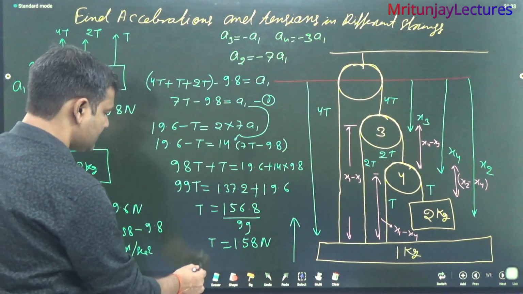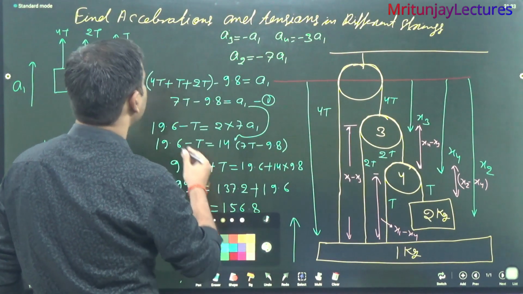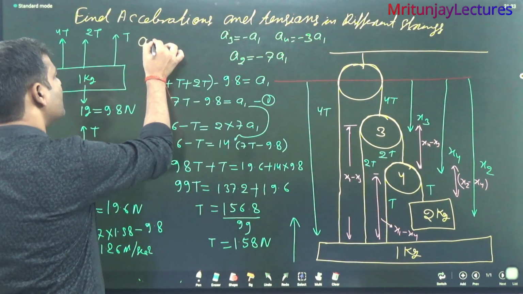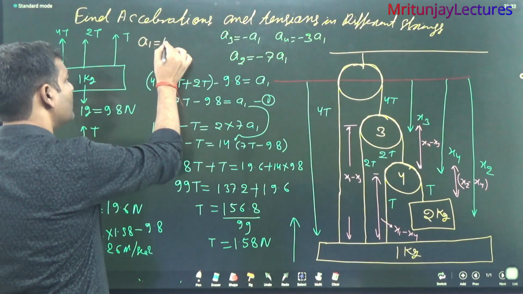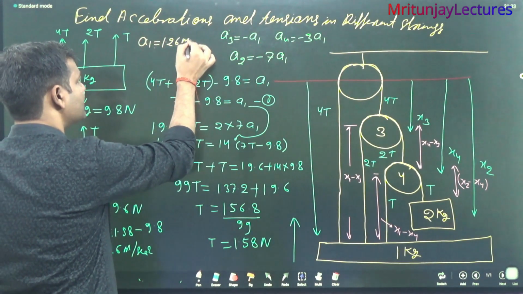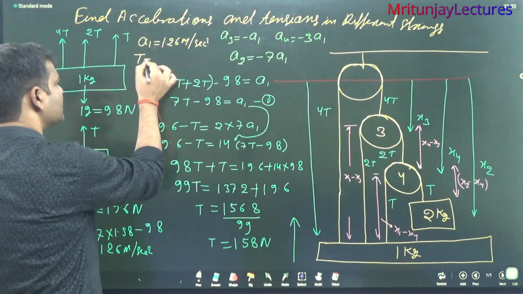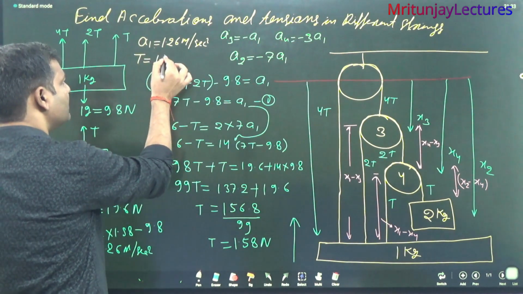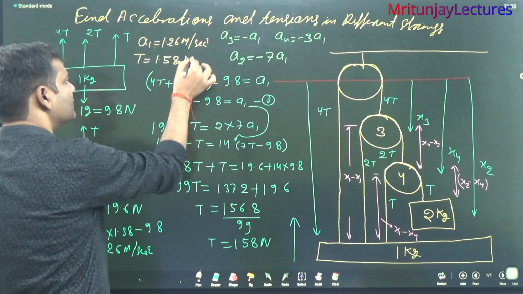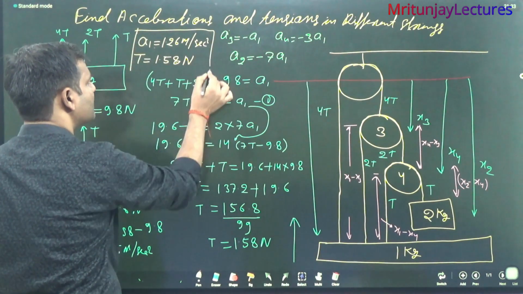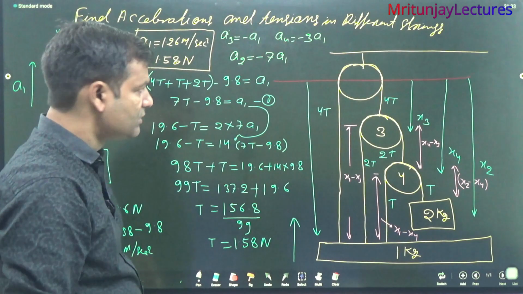So you can say that A1 is how much? 1.26 meter per second square. And what about the tension? That is 1.58 Newton. Clear or not?